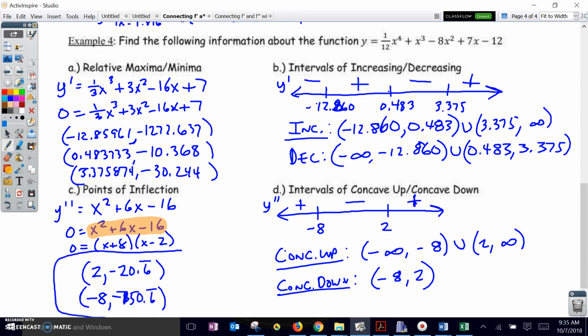Alright, so there are our points of inflection. Here are our maxima and minima, and because of what's going on with the sign chart over here, I know that this first point is a min because the derivative changes sign from negative to positive. I know the second one's a max, and the third one's a min. All because of the sign changes on the orange highlighted sign chart.